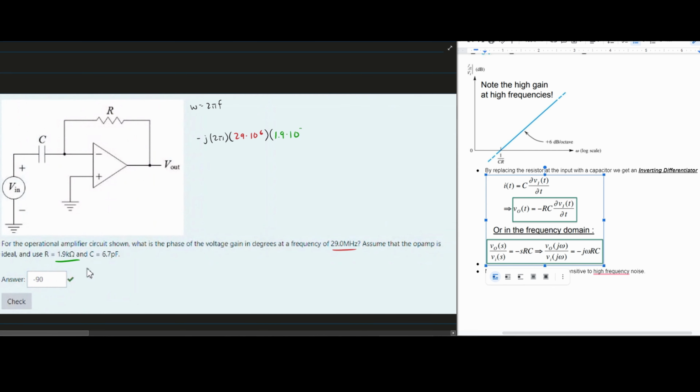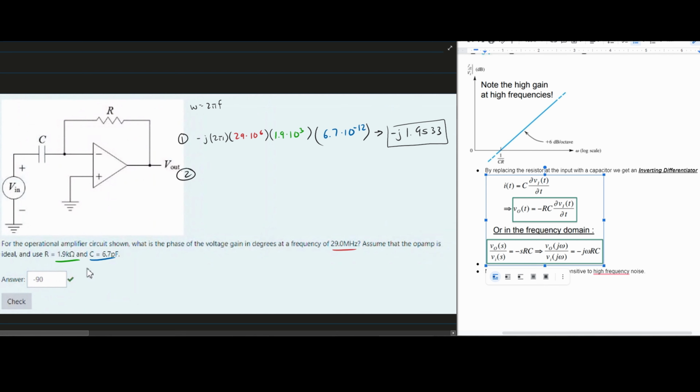This might differ if you have a different problem, but we're just going to be using this equation. Next we have our capacitor, which is 6.7 picofarads, so we're going to have 6.7 times 10 to the negative 12th inside of here. Once we have all of this laid out, we get approximately negative j times 1.9533, and this is going to be the value here. This is more or less step 1.